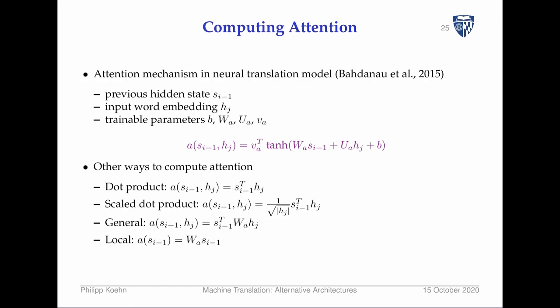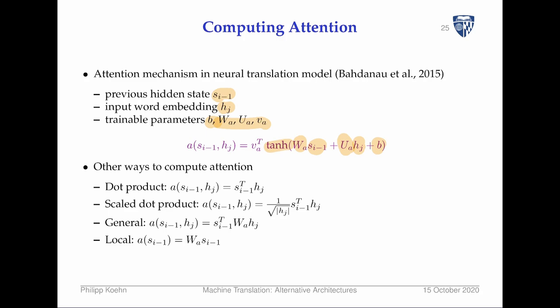So here's how we introduced attention and how it was computed. We said what factors into the attention calculation should be the previous state, so where we currently are in the decoder. Then the input word embeddings, obviously, this is what we're paying attention to. And then we have a bunch of trainable parameters, and this is how it was set up: we have the previous state and a matrix multiplication for that. Then we have the input words, and for each of them we also apply a matrix multiplication. And then we have a bias term, so that it results in a vector that we then apply a tanh to. So this is a straightforward feed-forward layer.